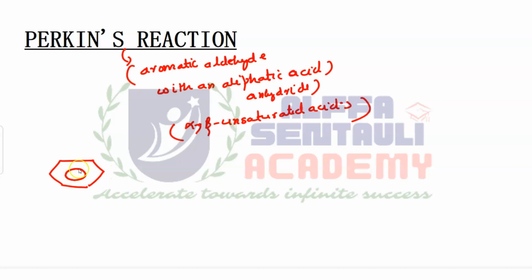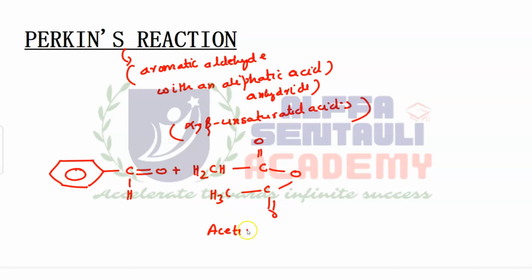Let's suppose I am taking an aromatic aldehyde. The best example of an aromatic aldehyde would be benzaldehyde. Now let us take a compound which is known as an anhydride. What is there in an anhydride? This is CH3, C double bond O. This is an acid anhydride. If you see, this is acetic acid, so this is a combination of two molecules of acetic acid. This is acetic anhydride.